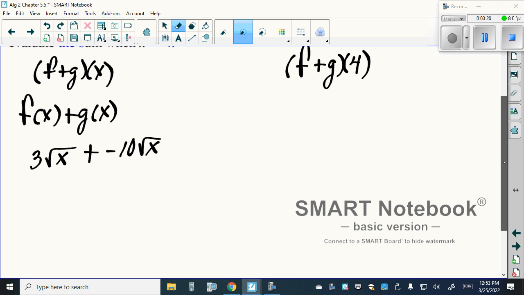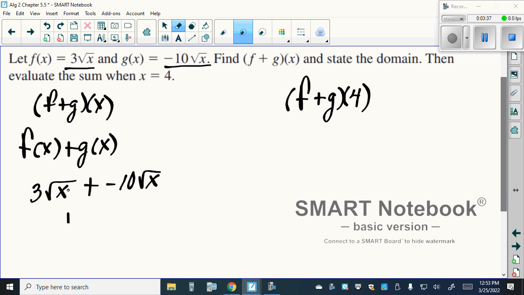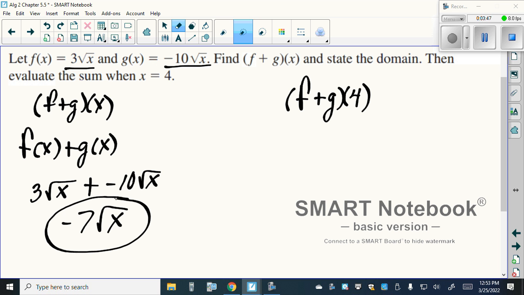Add them together. We can add these two together since they both have the square root of x. We can add the numbers. So 3 plus negative 10 is negative 7 square root of x. And this here is our f plus g of x. Any questions on this here?